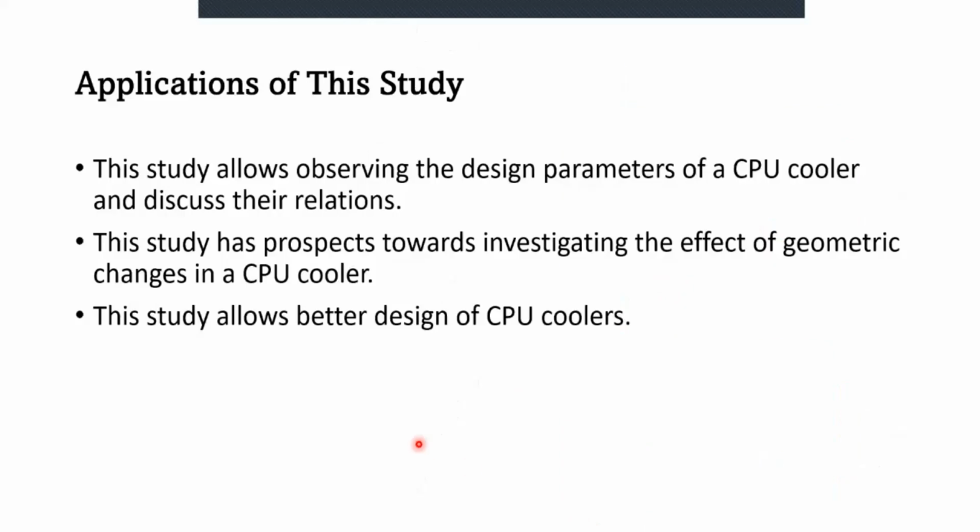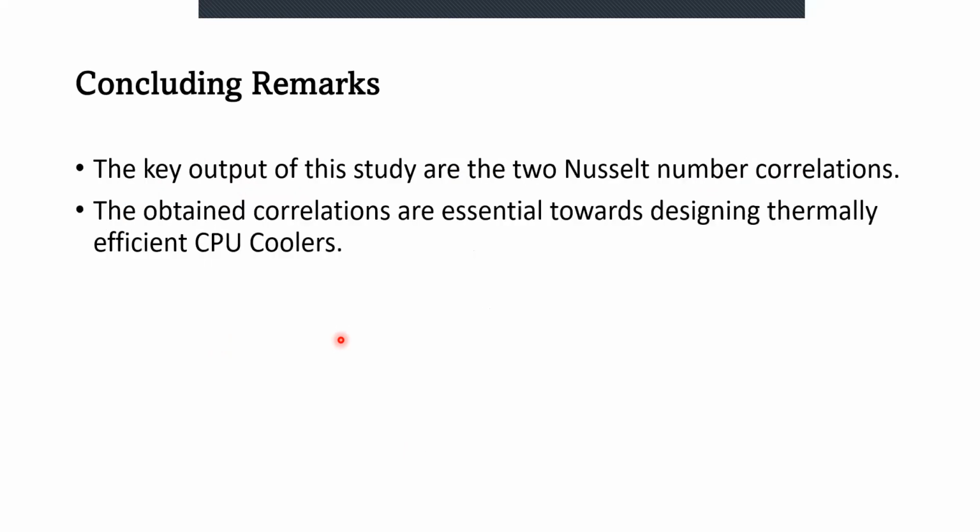Application of the study: this study actually allows observing the design parameters of a CPU cooler and discussing their relations. Also, this study has prospects towards investigating the effect of geometric changes in a CPU cooler. And this study allows better design of CPU coolers. The key output of the study is the two Nusselt number correlations, and the obtained correlations are essential towards designing thermally efficient CPU coolers.